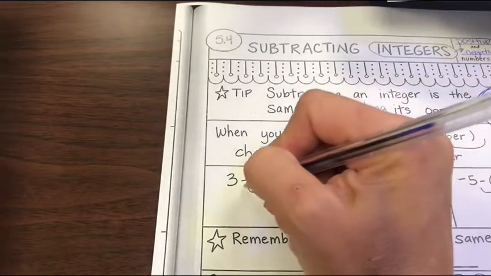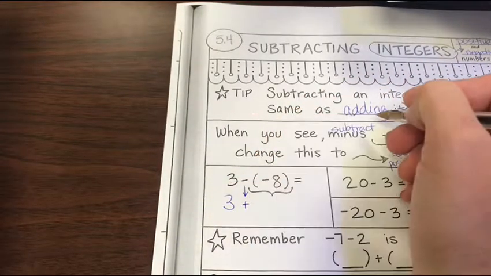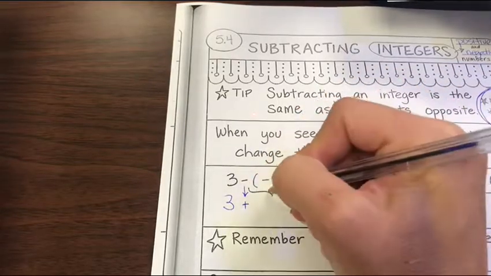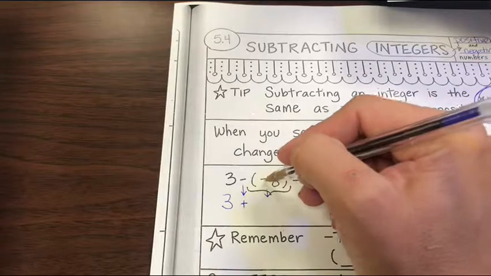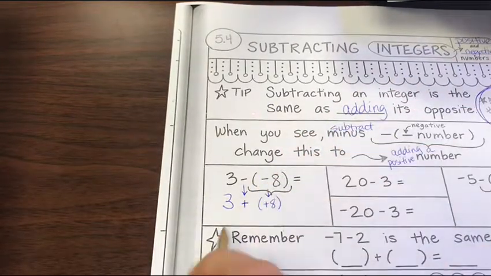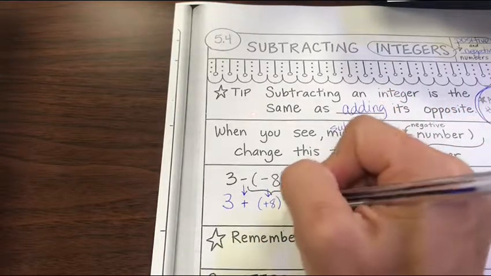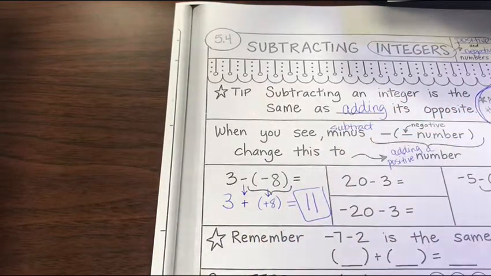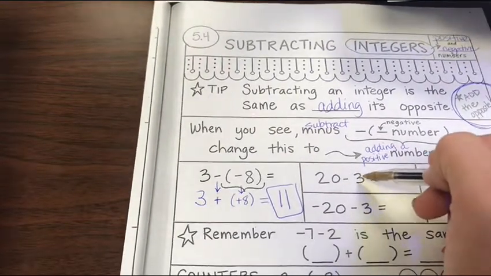So what they do is they are adding. Leave this first number the same. We're adding the opposite. So you're changing this negative 8 to a positive 8. And now you have 3 plus 8, which is 11. Okay, and we'll show it with the counters in a minute. All right, so let's look at this one.